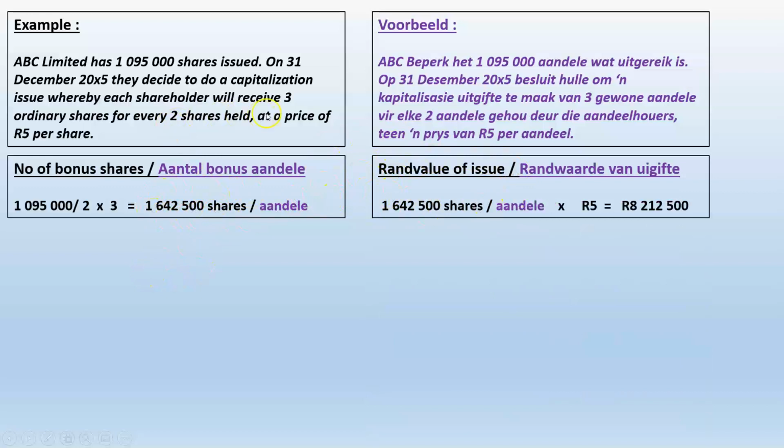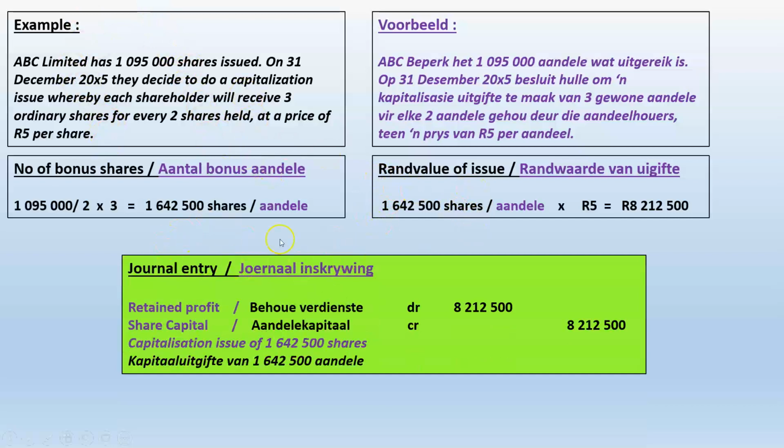Well, that number of shares is going to be issued at a price of 5 Rand per share. So the total Rand value of this issue is 8,212,500. Is any new money coming into the company? No. What is going to happen? I'm going to capitalize some of my retained earnings, and I'm going to call it share capital now. So our journal entry is going to debit retained profits or earnings with 8,212,500. I'm going to credit my share capital with 8,212,500, and that is then the capitalization issue of 164,500 shares.